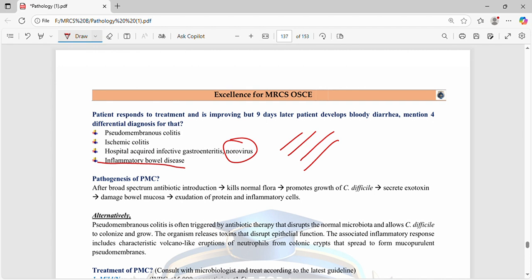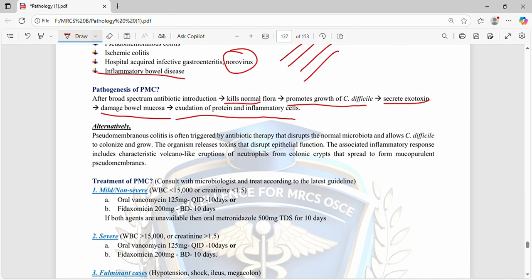Pathogenesis of pseudomembranous colitis: broad-spectrum antibiotic introduction kills normal flora, promotes growth of Clostridium difficile, which secretes exotoxin, damaging bowel mucosa, with exudation of protein and inflammatory cells. Alternatively, pseudomembranous colitis is often triggered by antibiotic therapy that disrupts the normal microbiota and allows Clostridium difficile to colonize and grow. The organism releases toxins that disrupt the epithelial function. The associated inflammatory response includes characteristic volcano-like eruptions.